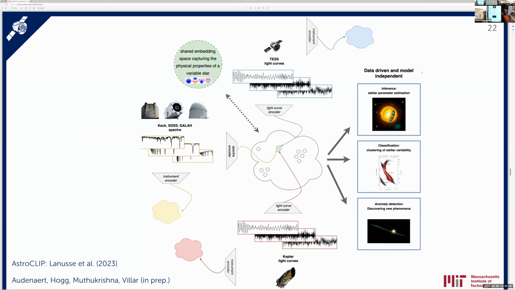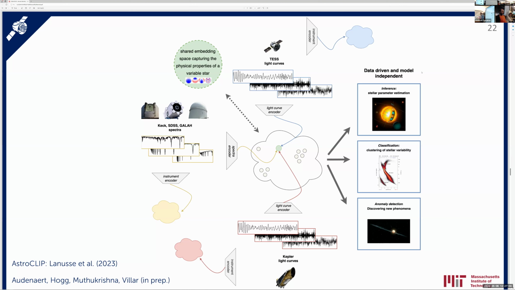Now, here I'm showing what such an embedding would look like. So it's essentially based a little bit on the AstroClip paper, which François Lanusse developed. But what's novel in our architecture is that we also try to add an instrumental component. So we try to disentangle the instrumental characteristics of the light curve at the same time as well. So we have these different surveys. You have the TESS light curve, then we essentially have a light curve encoder. We have the Kepler light curves. We have another light curve encoder, and then we have the spectroscopic data from one survey, and then we add another spectra encoder. And we get essentially the shared embedding space.